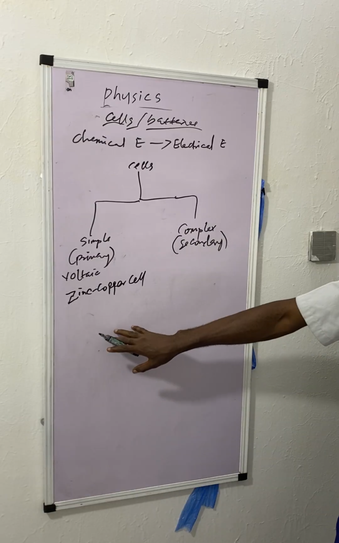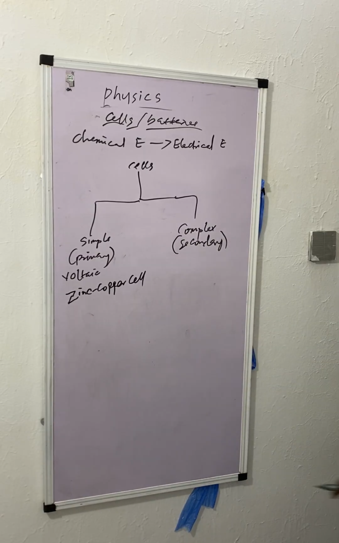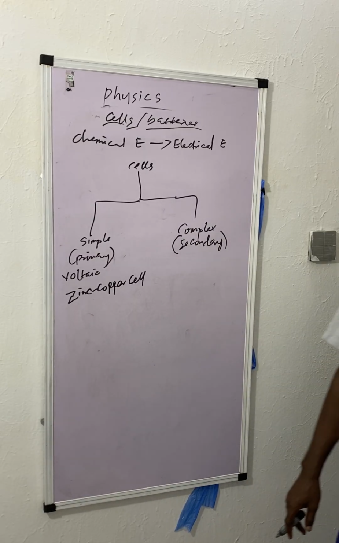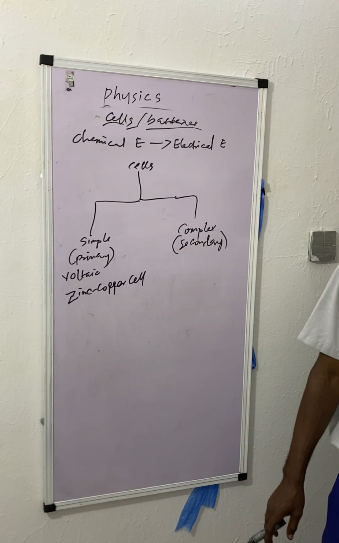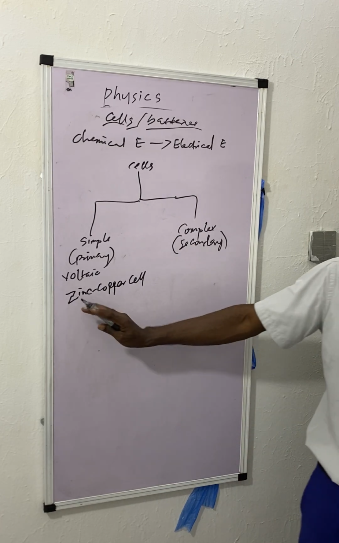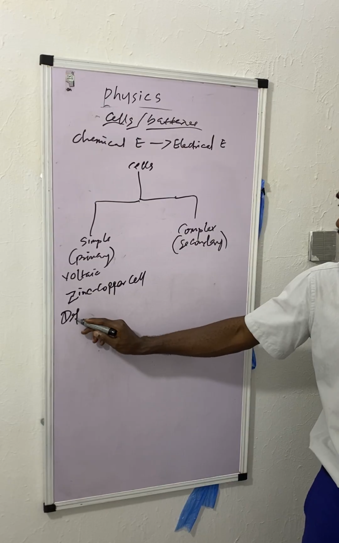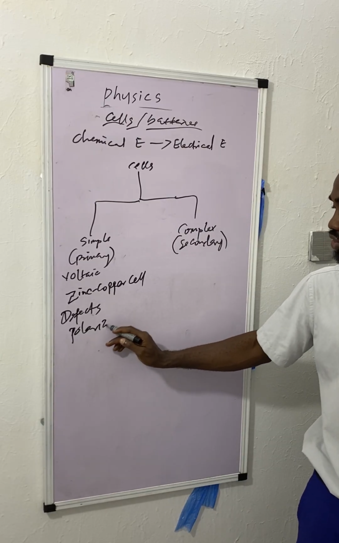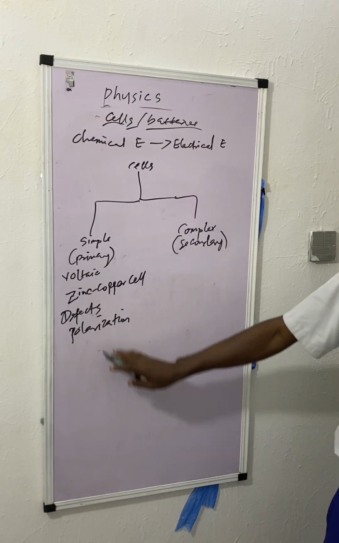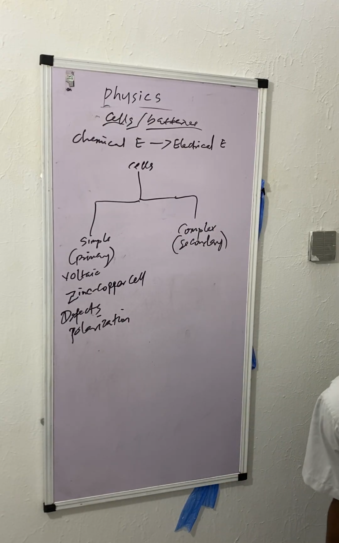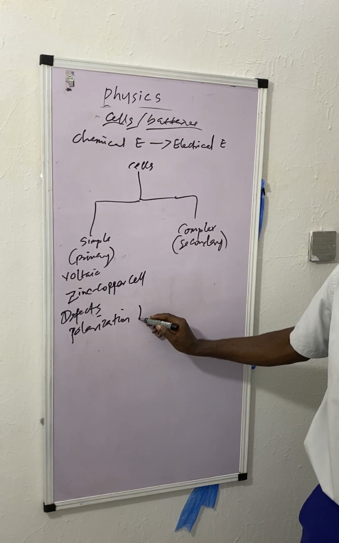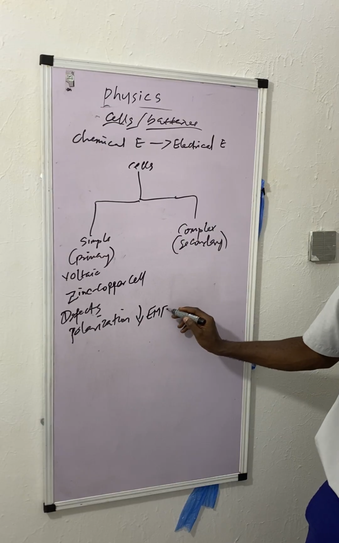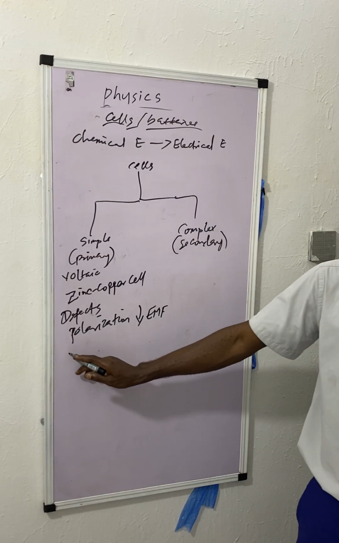In the zinc copper cell, we have zinc as the electrode in copper(II) tetraoxosulfate(VI). What are the defects of this cell? The defects include polarization. What is polarization? Formation of hydrogen bubbles in the cell, and this leads to destruction of the cell components. Gas builds up in the cell, which in turn reduces the EMF, the electromotive force.